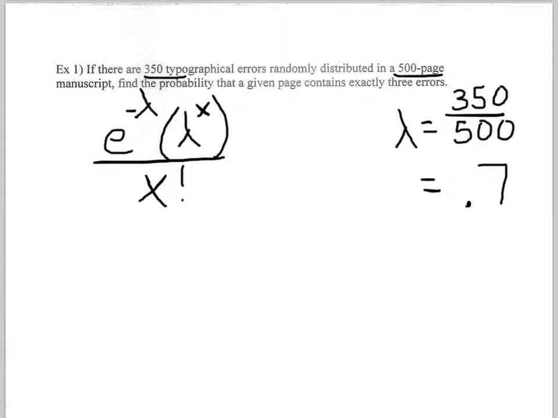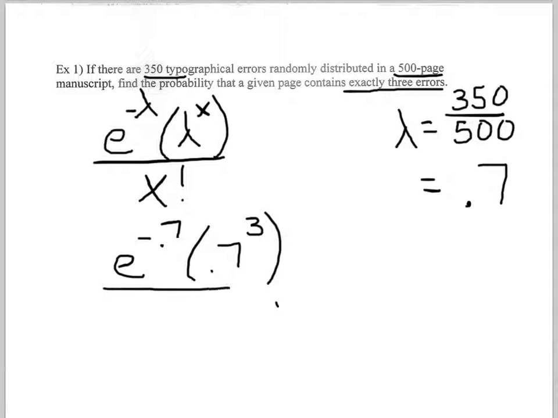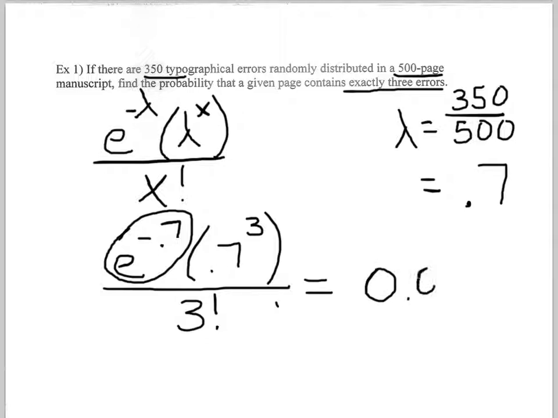We start plugging things in. Well, I know gamma. The question is, what's my x? Well, we're looking for exactly 3 errors here. So it's going to be to the 3rd power. I put this all on my calculator. Remember, this right here is a button in your calculator, the E button, just like pi is. And when it works all out, my answer ends up being 0.0284.